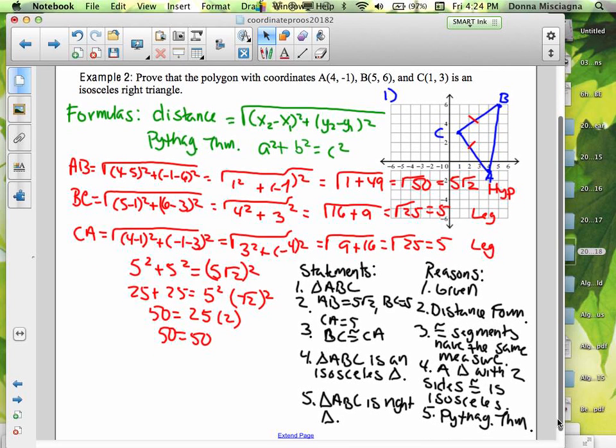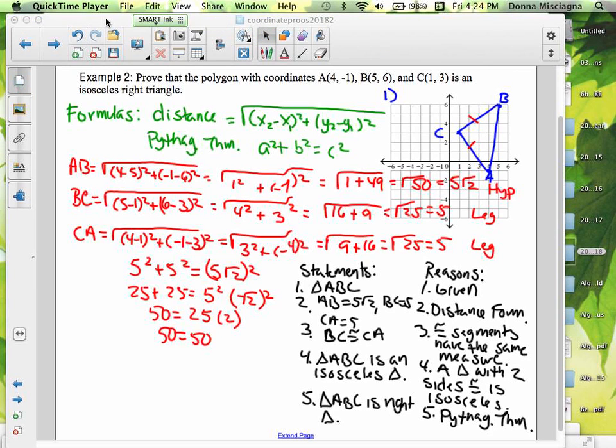All right, so we're going to prove that polygon with coordinates A at 4, 1, B at 5, 6, my recording screen is blocking me, and C at 1, 3 is an isosceles right triangle. Okay? So I'm just going to add one thing to your notes, a kind of rote show next to what we want to prove.